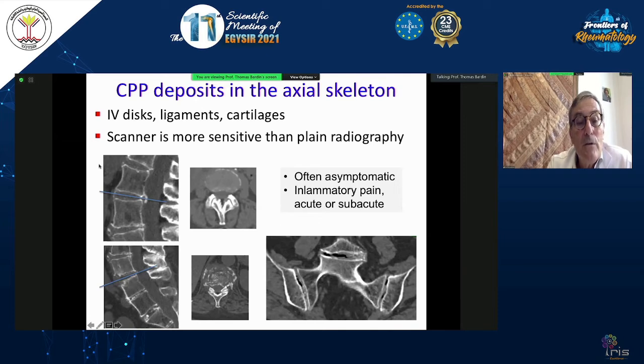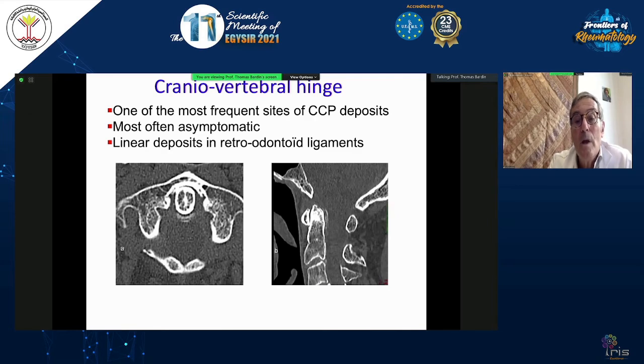For example, you see here this intervertebral disc peripheral calcification, and here you can also see some calcification in the ligament. Again, these are mainly peripheral deposits, and also in the sacroiliac joint, where you see much better with the CT scan.